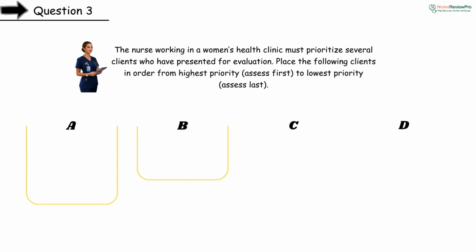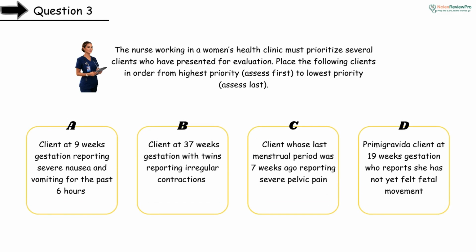Let's look at the clients. Option A, client at 9 weeks gestation reporting severe nausea and vomiting for the past 6 hours. Option B, client at 37 weeks gestation with twins reporting irregular contractions. Option C, client whose last menstrual period was 7 weeks ago, reporting severe pelvic pain. Option D, primi gravida client at 19 weeks gestation who reports she has not yet felt fetal movement.